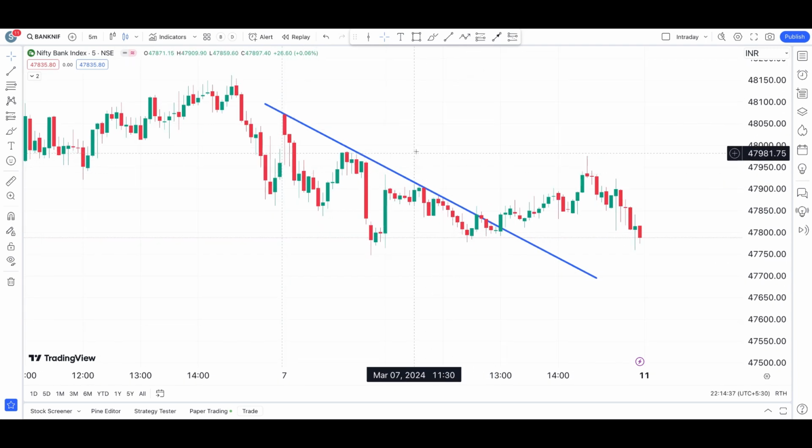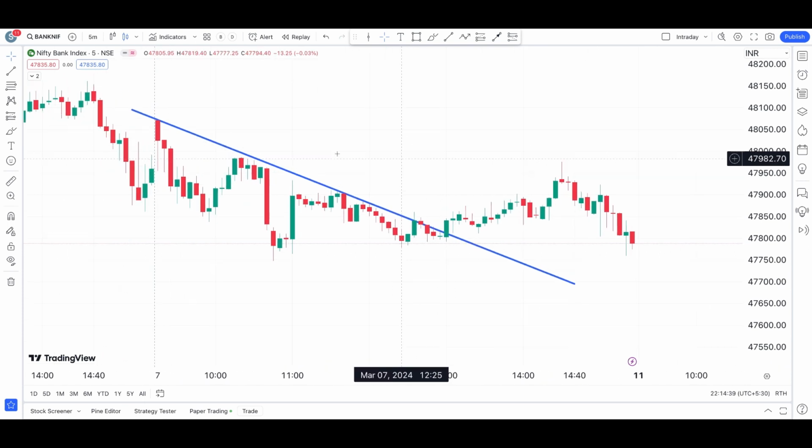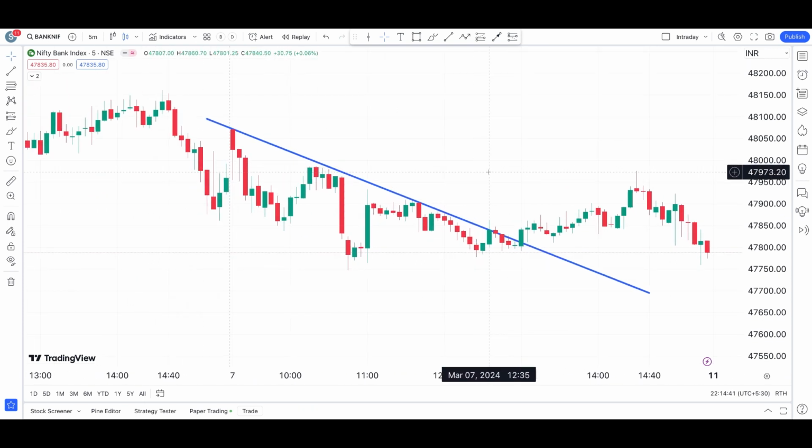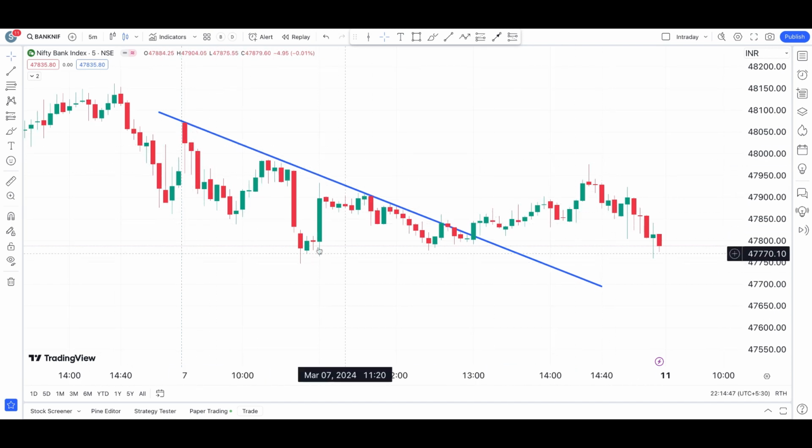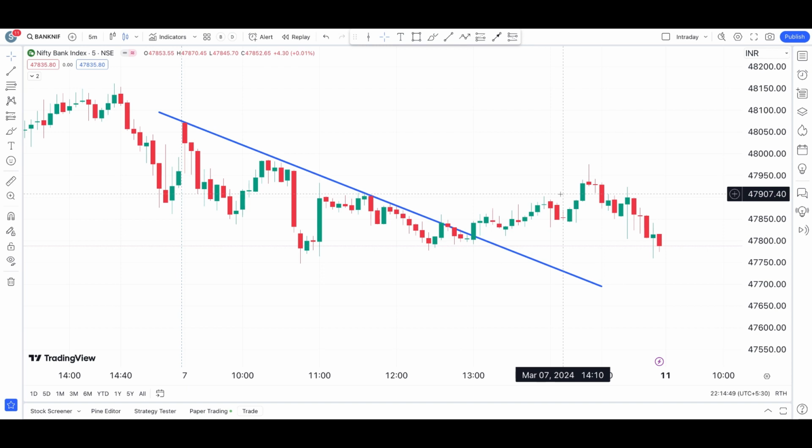In this video, we are going to cover the way Bank Nifty has performed today, and let's see if there are any key takeaways from this price action of Bank Nifty, and we'll also do the same for the Nifty as well.